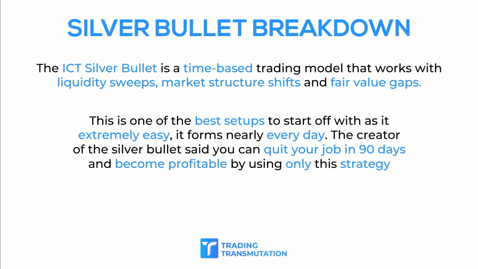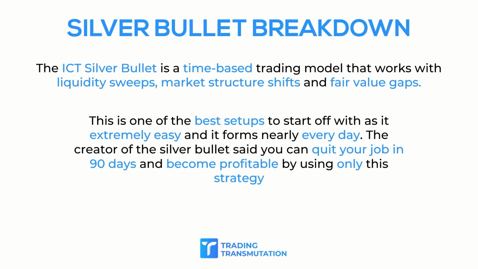Now, first things first, what is actually the Silver Bullet? The ICT Silver Bullet is a time-based trading model that works with liquidity sweeps, market structure shifts, and fair value gaps. It is one of the best setups to start off with as it is extremely easy and it forms nearly every day. The creator of the Silver Bullet, ICT himself, said you can quit your job in 90 days and become profitable by using only this strategy.